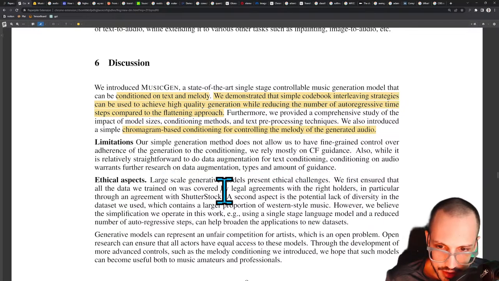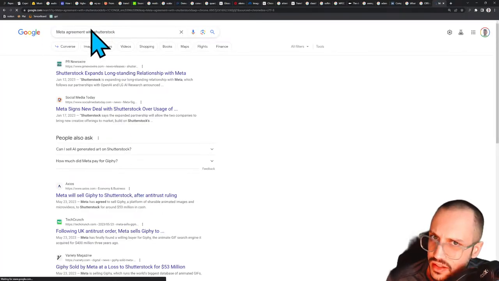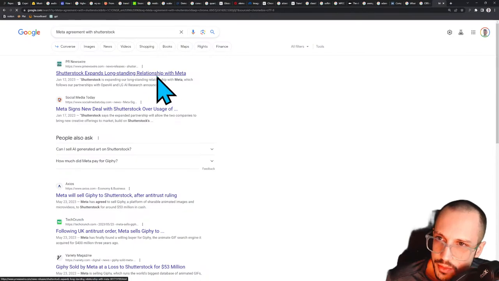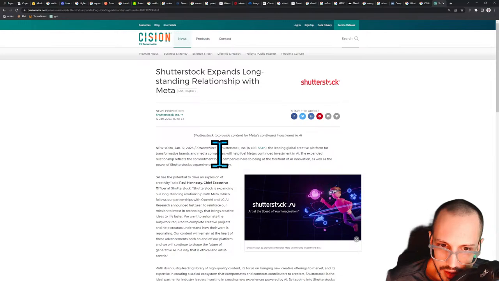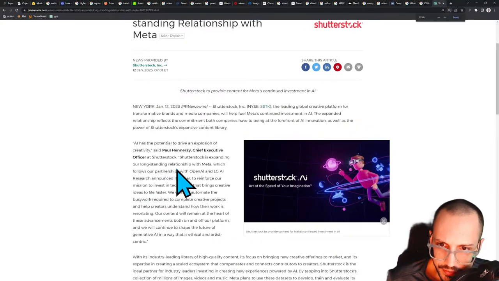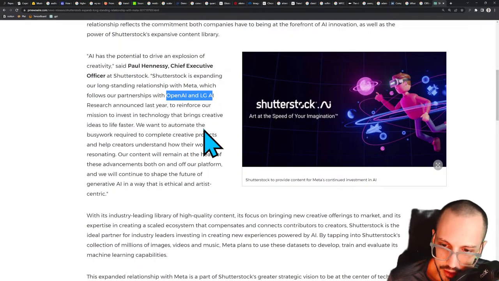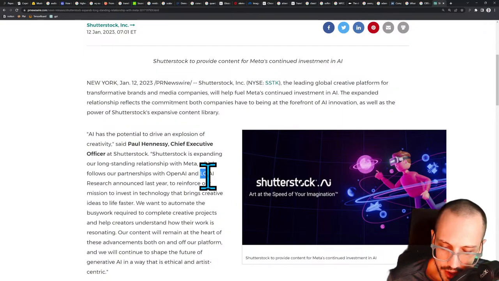Large-scale generative models present ethical challenges. An agreement with Shutterstock. This is kind of low-key. You have Meta AI researchers mentioning that they have an agreement with Shutterstock. Is that even public? Did they pay for this? Shutterstock expands long-standing relationship with Meta. Huh. Which follows our partnerships with OpenAI and LGAI Research. So everybody's using Shutterstock. OpenAI, LG, which is the... They make like fridges and TVs and stuff like that.